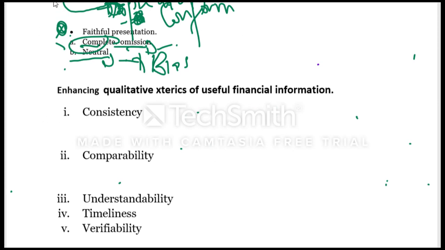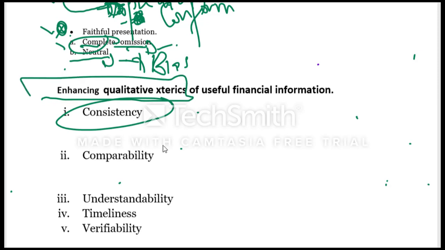Other than information being relevant and being faithfully presented, information should be consistent. These are called enhancing qualitative characteristics of financial information. Consistency in the sense that treatment of items in financial statements should be treated in the same way year after year. Changes should only be made if making changes will enhance the way the reporting of financial information is done by the company.